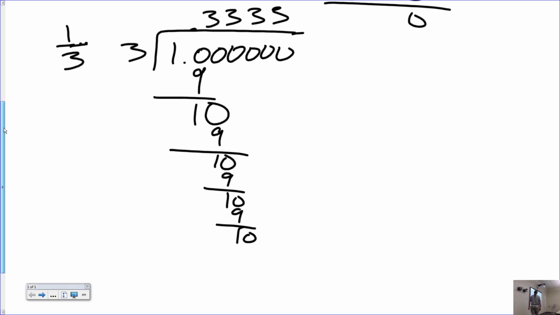Obviously this never turns into 0, folks. The 3's just repeat over and over and over again. How do we write that so that you can tell me that? Oh, I know. All right, exactly.